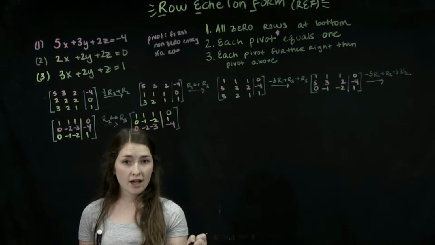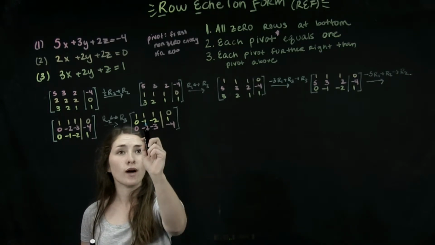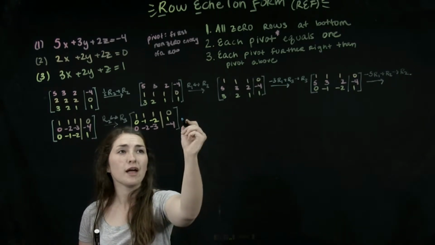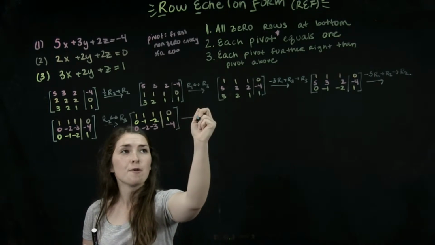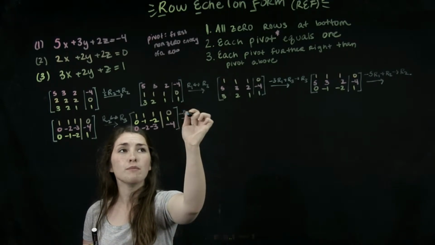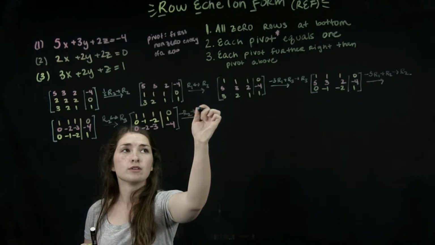Okay, so now we want to get our pivot equal to 1. How we can do that is multiply all of row 2 by -1 and then store it back in row 2. Just like that.